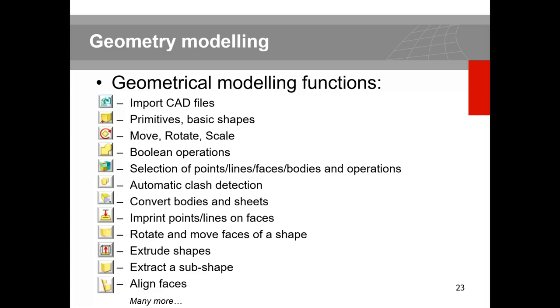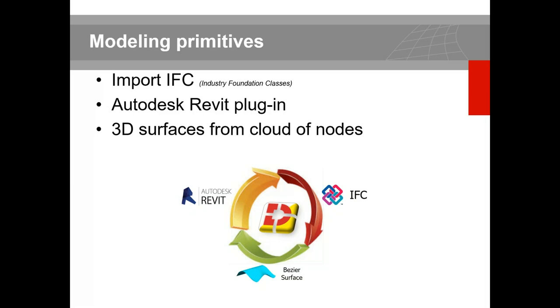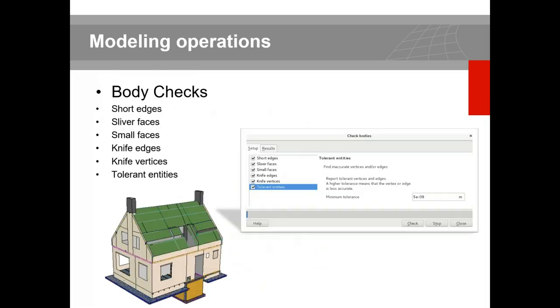In terms of geometry modeling, we have many options to create the geometry of your model. Most of them are listed on this slide, from import CAD possibilities to primitive functions and different geometric operations. Let's go through. You can either import your geometry from third-party CAD programs or generate your model from our integrated environment, depending on your needs. Among the file formats that Diana can handle, we have the WD, the DXF, the STEP, and the IGS. You can also import the IFC file format if you are using Revit. Furthermore, if you are dealing with terrain geometry, for instance, you can import a cloud of nodes and generate Bezier surfaces from them. That's also a very nice feature that we have.